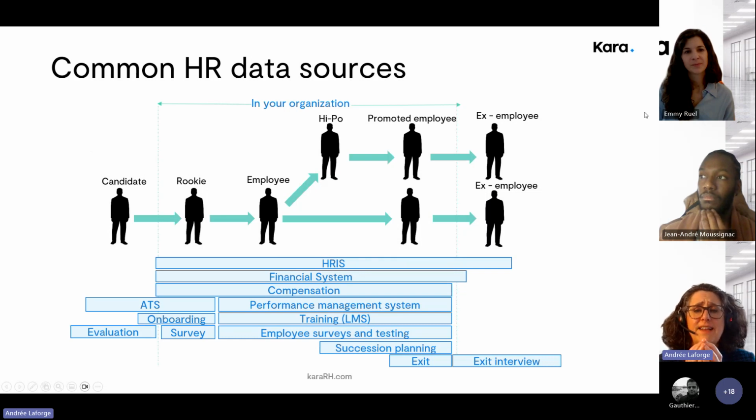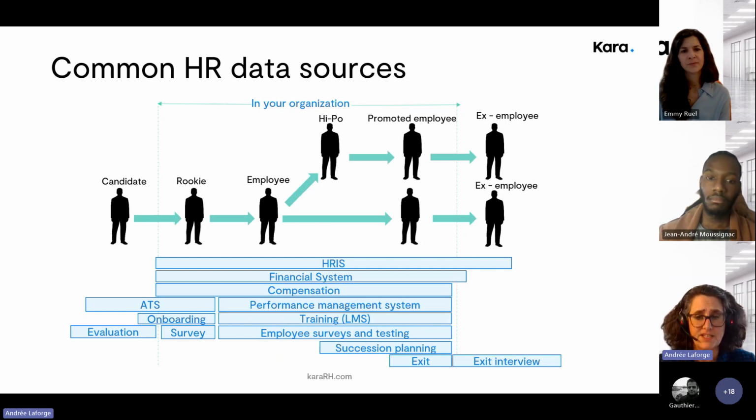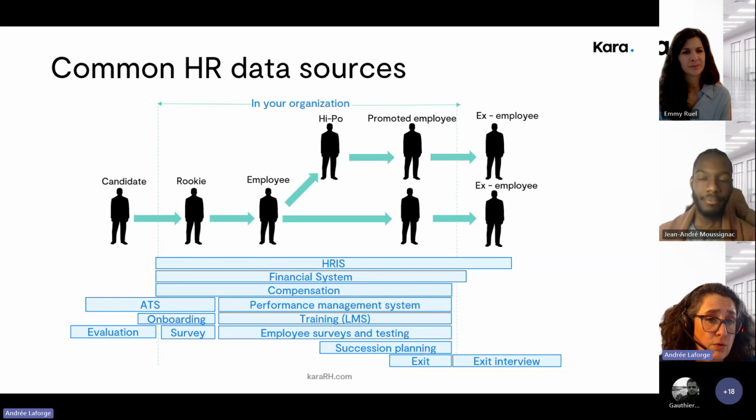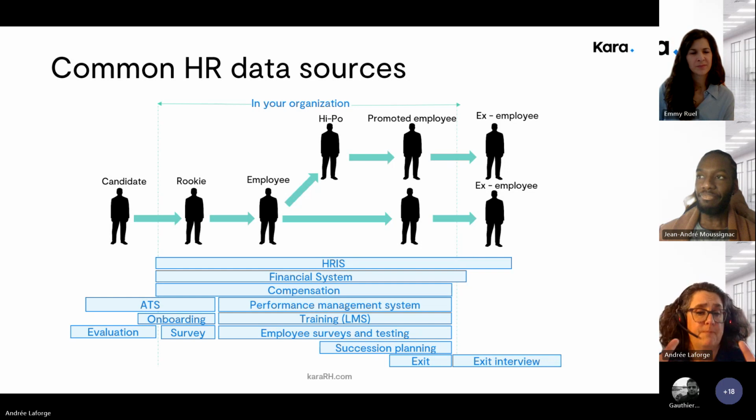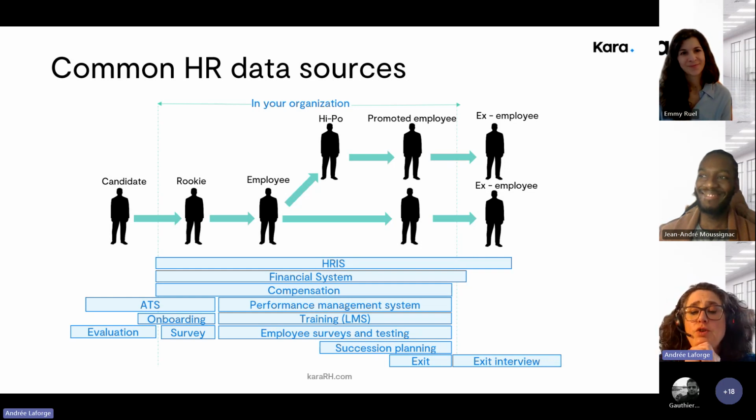Don't forget to identify all current sources of HR data within your company. Data may be kept in various systems and platforms across the employee lifecycle. Here are some examples of HR data sources: the payroll system, HRIS, ATS, learning management system, performance management system, succession planning system, and even the psychometric assessment tools. You have HR data in there, and maybe it's interesting to look at that data. I'm just telling you. So you should conduct a thorough analysis and inventory of your HR data sources in your company.